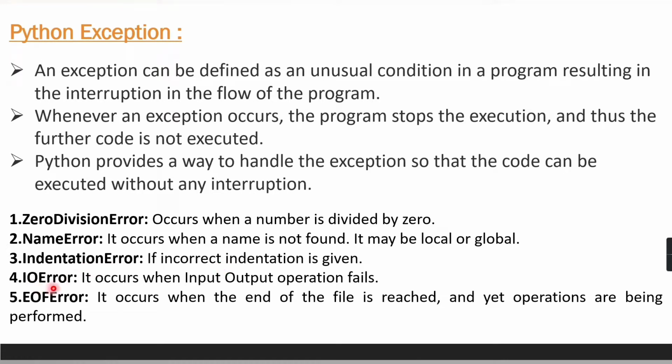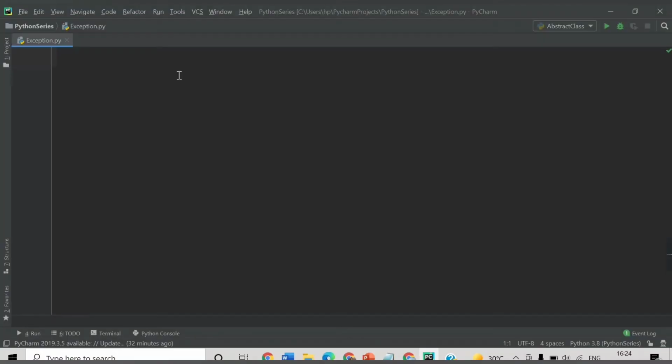Fourth one is IOError, which is input output error. It occurs when an input output operation fails. Fifth one is EOFError. It occurs when the end of the file is reached and operations are being performed. So these are basically some different types of errors in Python. Let's first write a code and then we will check what is the unusual or abnormal condition in our code that will interrupt the flow of program.